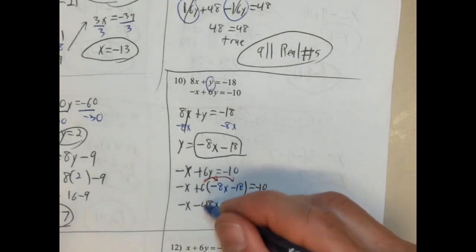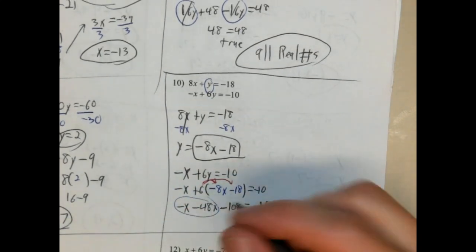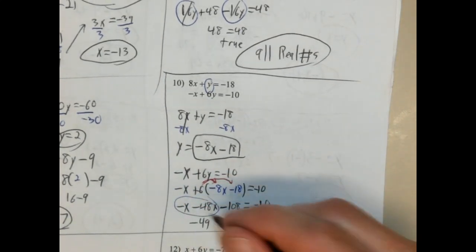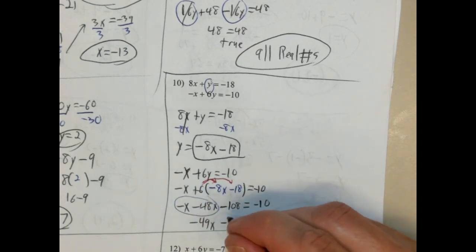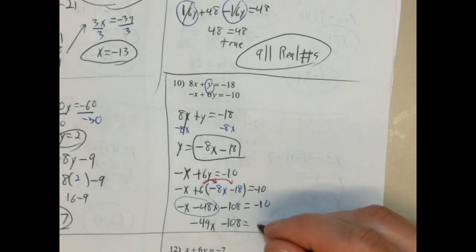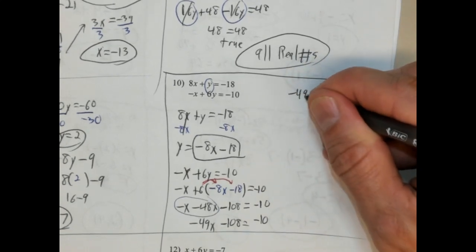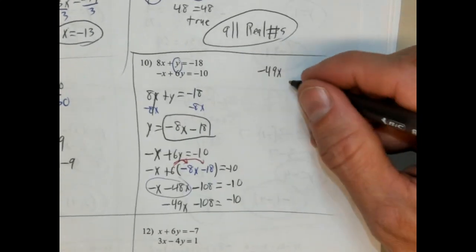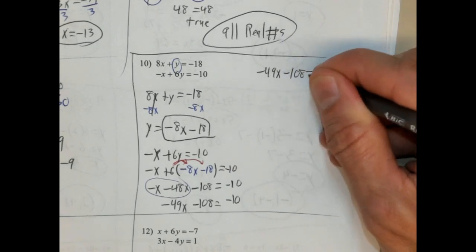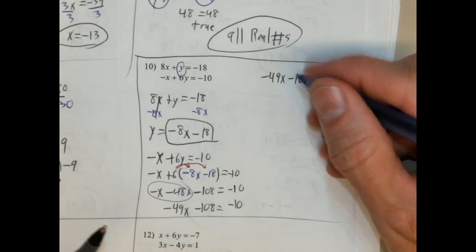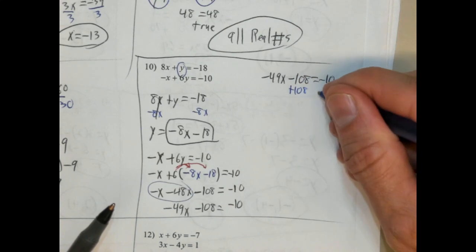So let's combine our like terms. So these are going to combine together. We're going to be left with negative 49x, because this is a negative 1x, even though it's kind of invisible. Minus 108 equals negative 10. Let's rewrite that up here. Negative 49x minus 108 equals negative 10. Let's add 108 to both sides.